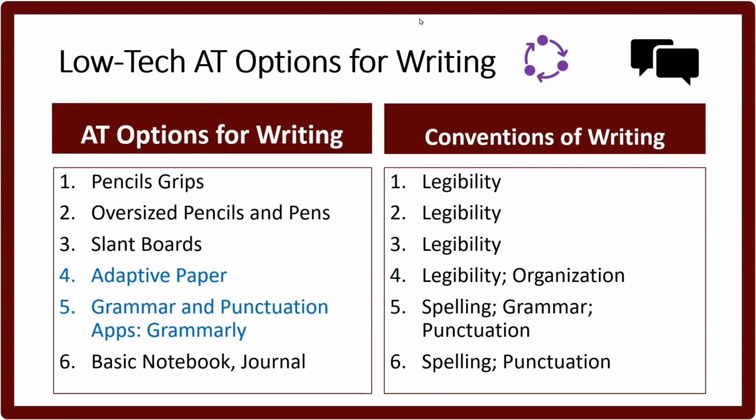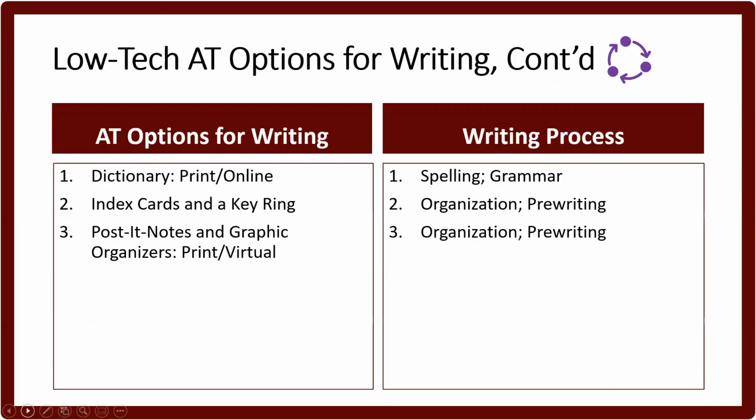And then next, what we want to talk about is, okay, so now we're getting to composition and trying to put together our writing. So some things that you can think about having available in your classroom is a dictionary, both print and online. Merriam-Webster has a great online dictionary that includes a thesaurus, the index cards, and a key ring, which was one of the pictures that we showed earlier.